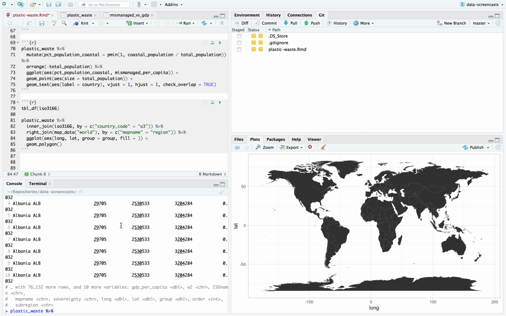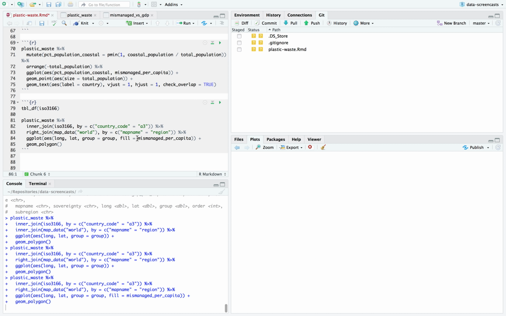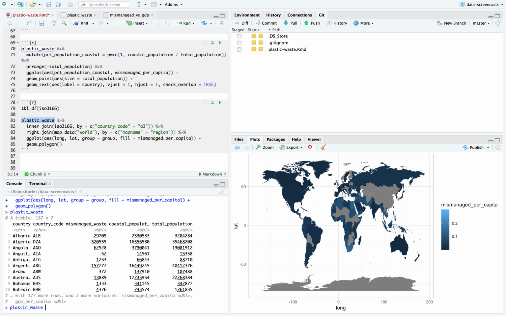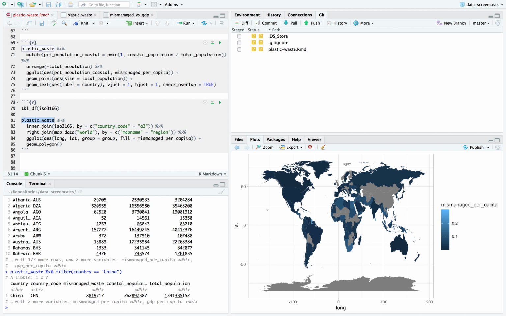So we want to start maybe with mismanaged per capita, our most interesting one. We're missing China, so something's up, because there definitely is China in the data. CHN. Is that not matching up here?